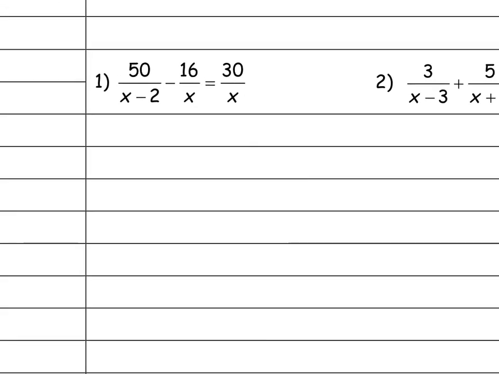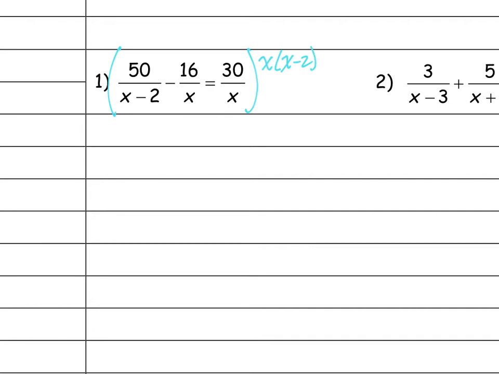So again, we want to find my common denominator, just like what we did yesterday. And we're going to multiply by the common denominator. So what's my common denominator between x minus 2, x, and x? X. Put them together. X times x minus 2.